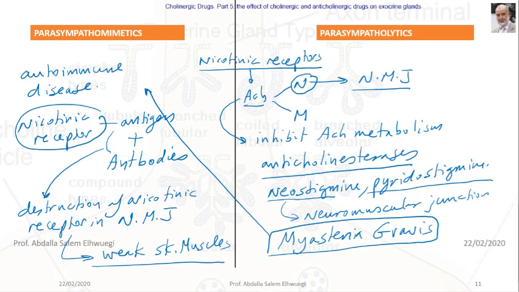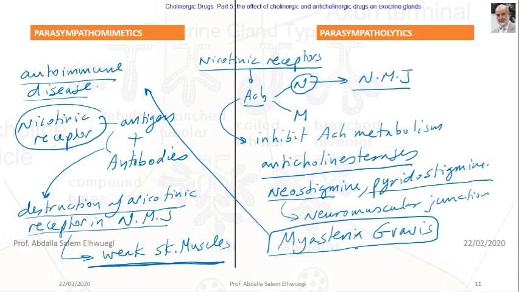So myasthenia gravis is an autoimmune disease. What does it mean, autoimmune disease? The body will consider nicotinic receptor at the neuromuscular junction as antigen. It will produce antibodies against this antigen. This antibody-antigen reaction will result in destruction of the nicotinic receptor, and of course no nicotinic receptor, no muscle contraction. Therefore muscle activity will become very weak. This is known as myasthenia gravis.